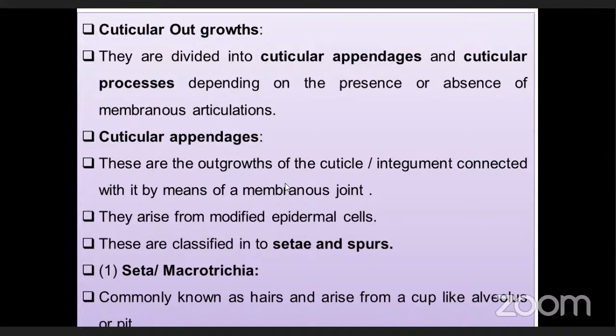It is an outgrowth of the cuticle, meaning it is externally visible to our eyes. It arises from modified epidermal cells. It is classified into two types: setae or macrotrichia, and microtrichia. We commonly call these hairs, which arise from the cup-like alveolar surface, called the trichogen.